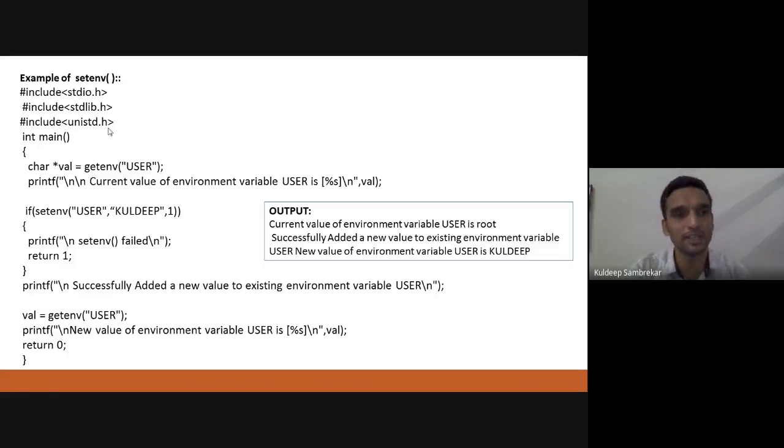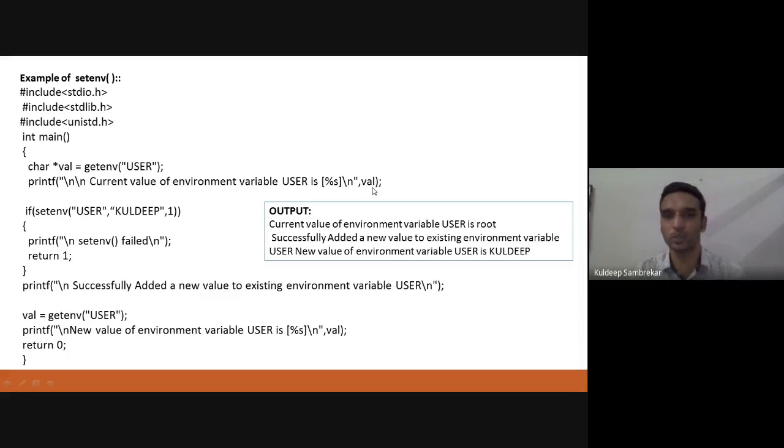I'll call getenv to get the value of the existing user. getenv("USER"), the current value of the environment variable is val. So what happens here? The value of USER is root, so root is taken and assigned to val. It displays the value, so here root is displayed.